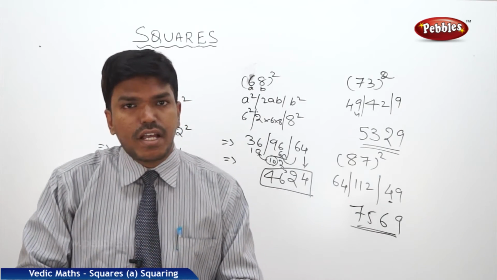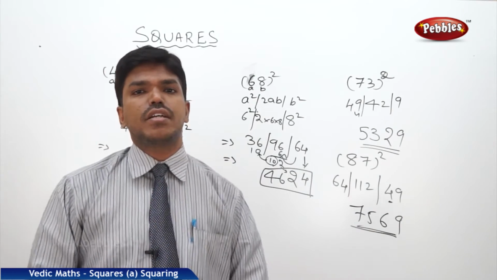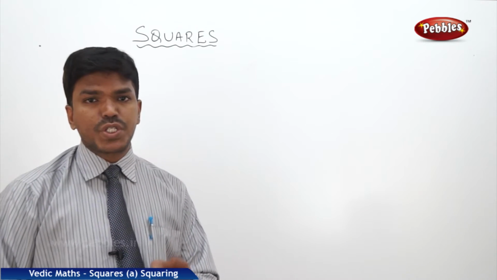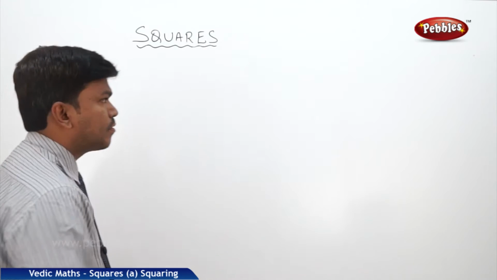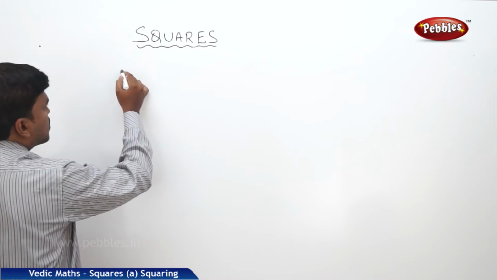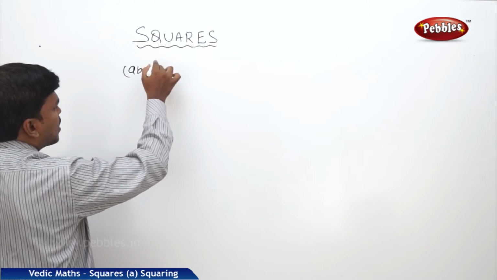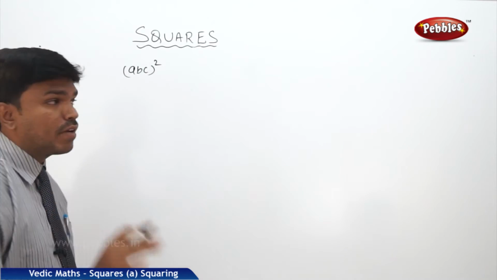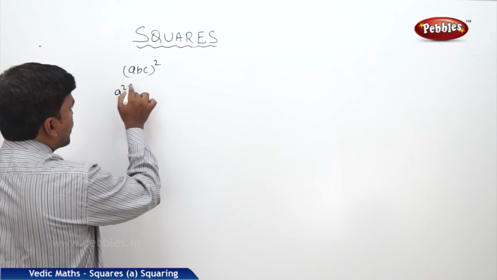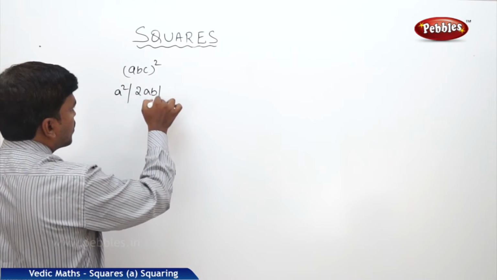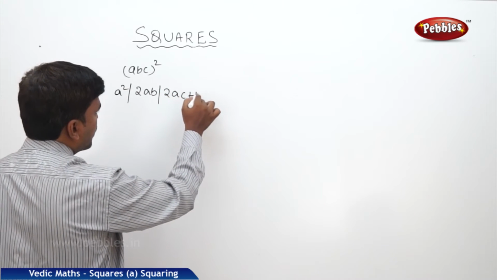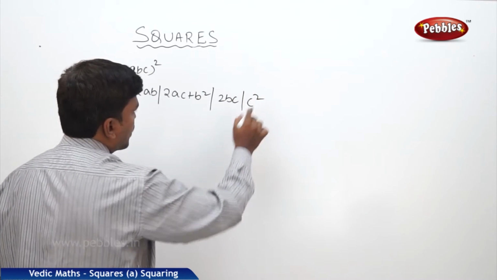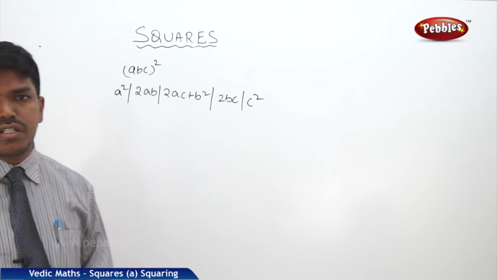So how can we extend this technique to triple digit squares? Let us see the formula of the method for squares. How can we extend to the triple digit? Suppose ABC is a triple digit number. Now the formula will be like this: A square, 2AB, 2AC plus B square, 2BC, C square. This is the formula for triple digit square.